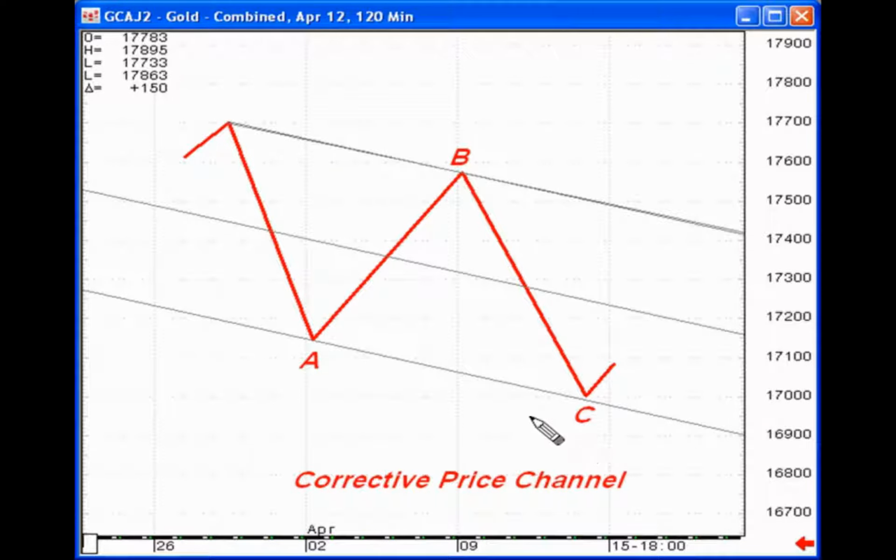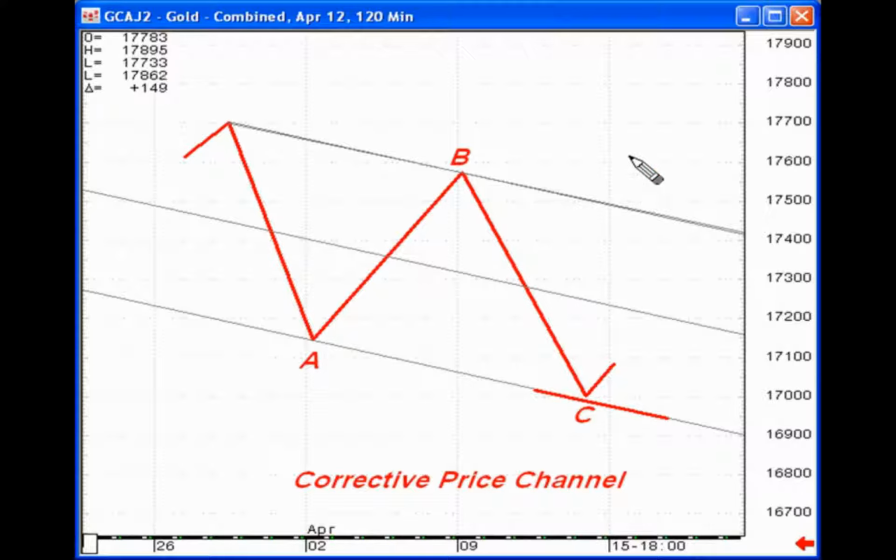What I tend to find with respect to the corrective price channel is you tend to see prices move down in wave C, but find support at or near the lower boundary line of the corrective price channel. This is essentially what I work with whenever I'm working with counter trend price moves.